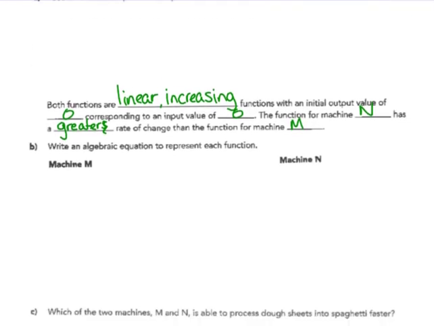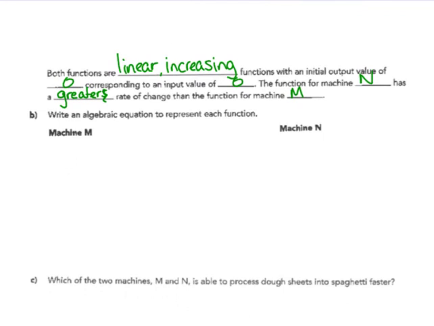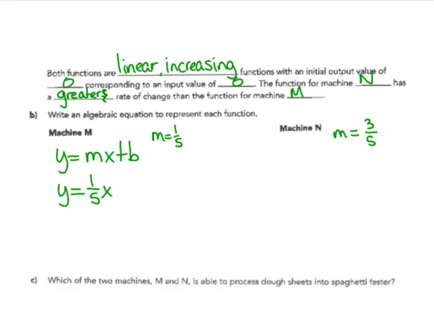Write an algebraic equation to represent each function. Well, we know we write it in the y equals mx plus b form. Our slope for machine M is 1/5, x, plus 0, we're not going to write that, for the y-intercept, right? So m here was 1/5, and here the slope, or the rate of change, which is our slope, is 3/5. So this would be y equals 3/5 x plus 0. We don't write plus 0.